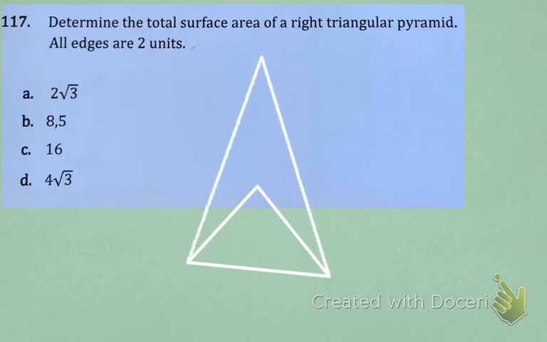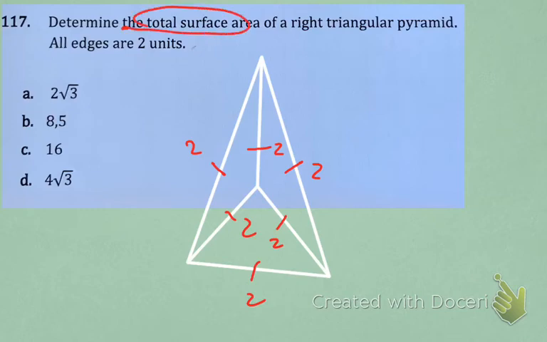So there you can see a right triangular pyramid. All edges are 2 units long. Let's go add that. So that's 2 and 2 and 2 and 2 and 2 and 2. I think you can see the picture quite clearly there. Now we want the total surface area. It says determine the total surface area.